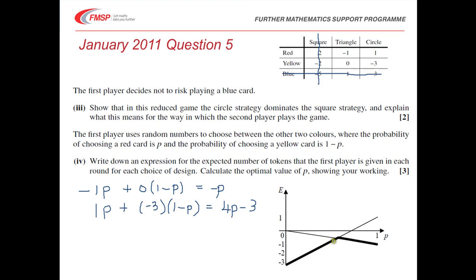Now I've drawn these two lines here. So this is the line 4P minus 3, and this is the line minus P. The intersection of these points is what we want, because these are all the worst case scenarios, and what we're looking for is always the one which is at the top as high as possible, so the best worst case scenario. So that is when 4P minus 3 is equal to minus P. So 5P is equal to 3, and therefore P is equal to 3/5.